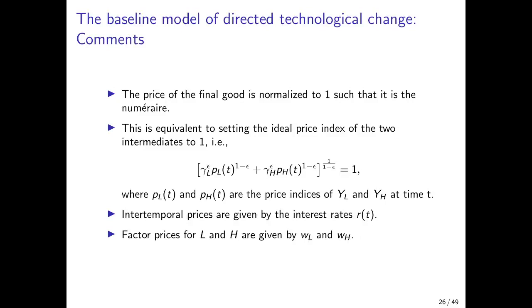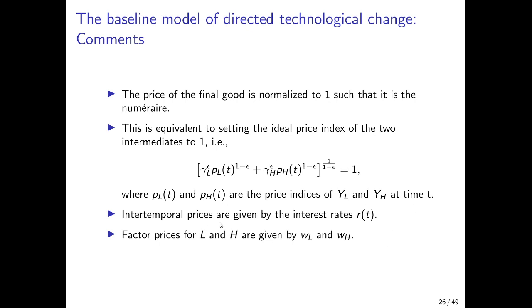Now some comments before we solve the model. The price of the final good is normalized to 1, so this is the numeraire. And this is basically equivalent to a setting in which we have an ideal price index of the two intermediates. It looks like this here, which is normalized to 1 basically, where PL and PH are the price indices of the two intermediates, YL and YH.